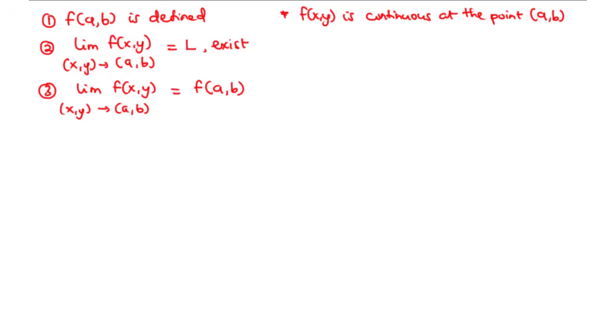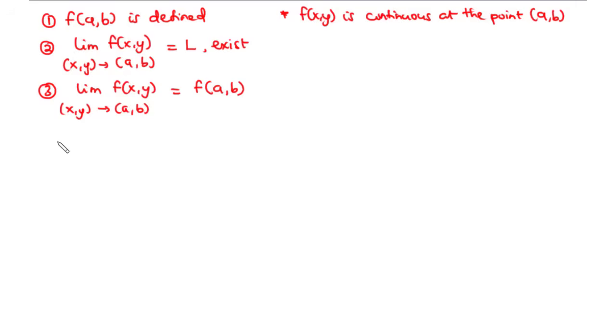Now, in addition to that, even if only one of the conditions is being violated, then it means that the function cannot be continuous. Even if one of the conditions, either 1, 2, or 3, is violated, then the function cannot be continuous at that point. And if a function is continuous at every point in an open set D, then we say that the function is continuous on D. And then if a function is continuous at every point in the xy plane, then we say that the function is continuous everywhere.